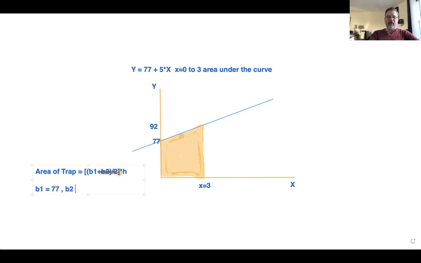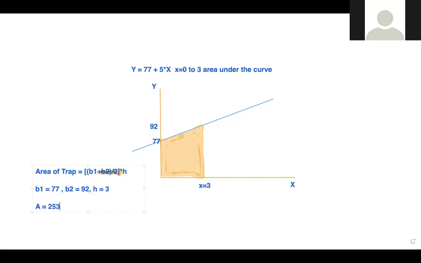Okay, so plug it into the formula and tell me what you get. 253.5. Yep. And that's just what Greg and Noah got, right? Yeah. So that's the sort of thing that you have to do. And I don't know, everybody is a little bit different, but this is what you're going to be doing in this class constantly.